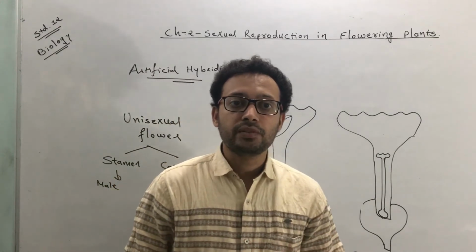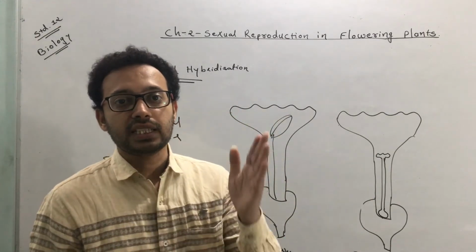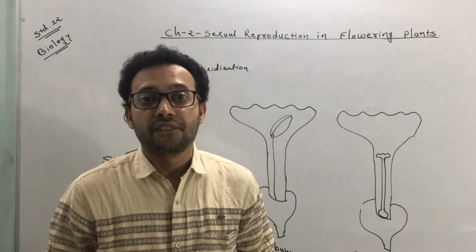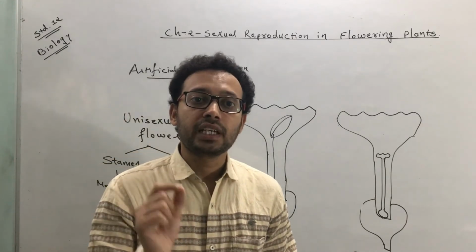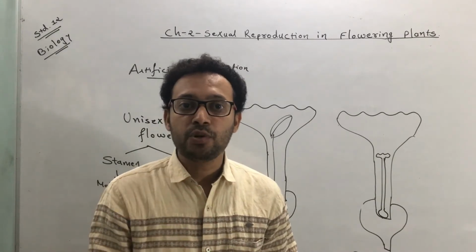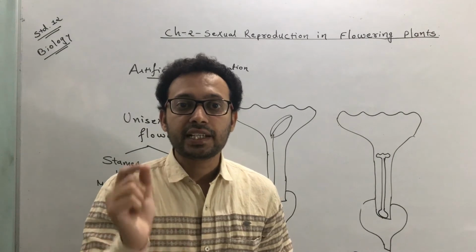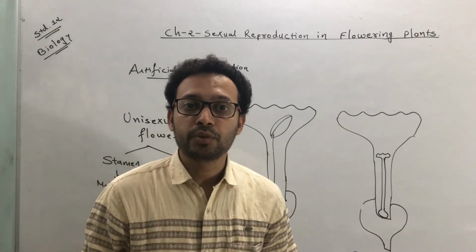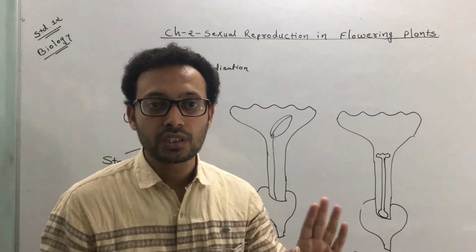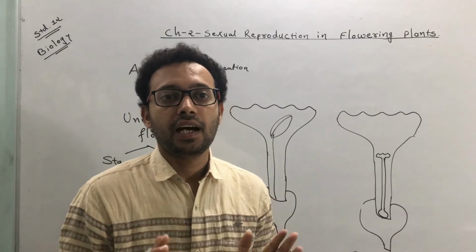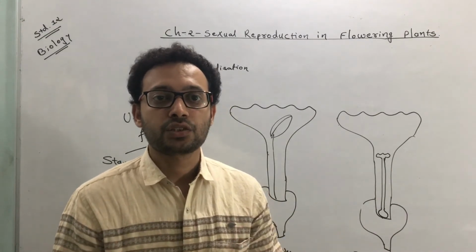What is the importance of artificial hybridization? As I already told at the initiation of the topic, it has very good importance in crop improvement programs. By using a desired pollen grain we can get a desired crop or desired plant only. So that's why it has very good importance. So clear, students, this is a very short note. This is called artificial hybridization.